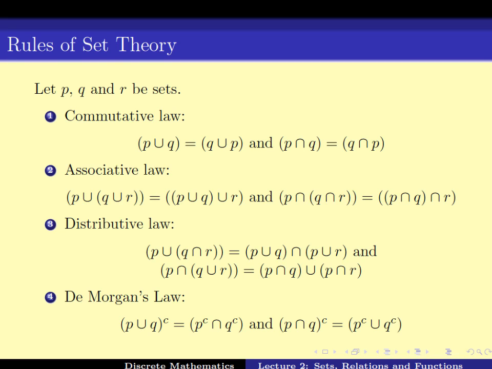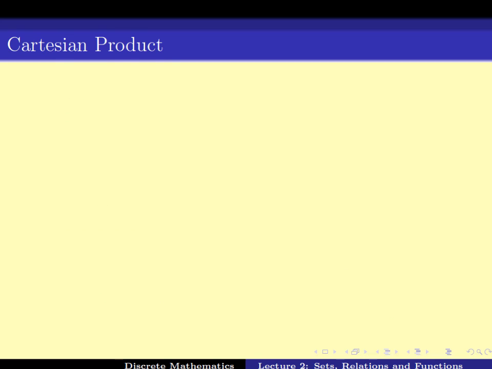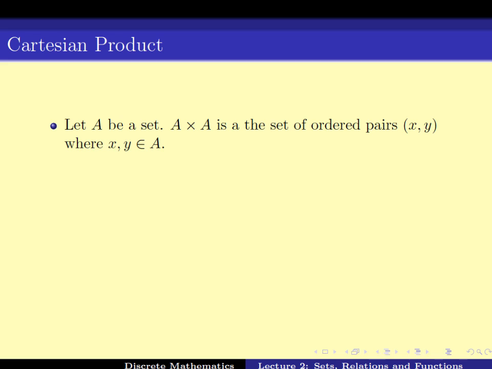Now, as I told you, there is one more operation other than union, intersection and complement, and that is called the Cartesian product. The Cartesian product is another very important operation on sets. So if A is a set, A Cartesian product with A is the set of ordered pairs (x, y), where both x and y are in A.